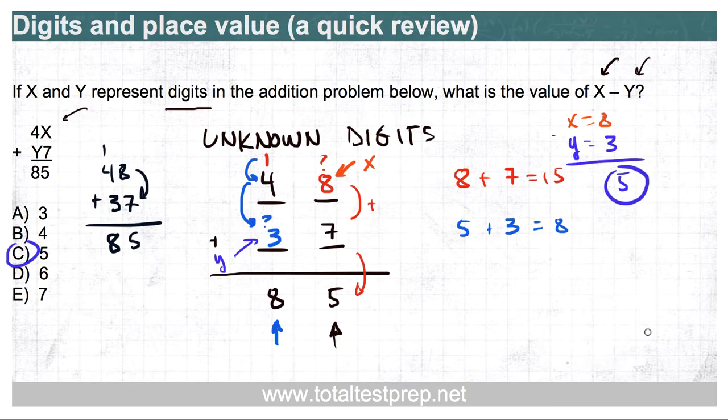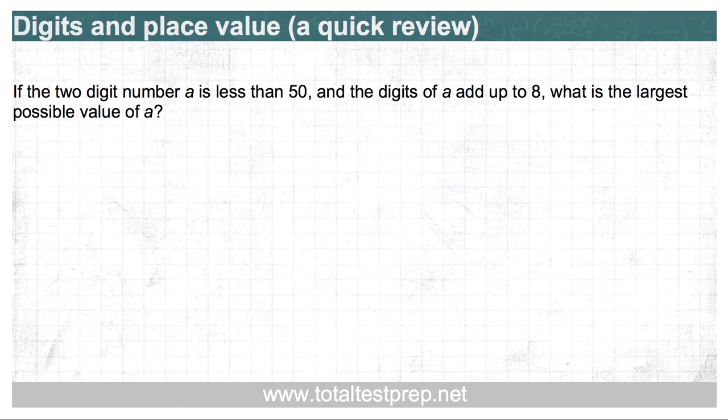Let's take a look at another question. So pause this, give it a shot, and then unpause when you're ready. The question reads, if the two-digit number a is less than 50, and the digits of a add up to 8, what is the largest possible value of a?